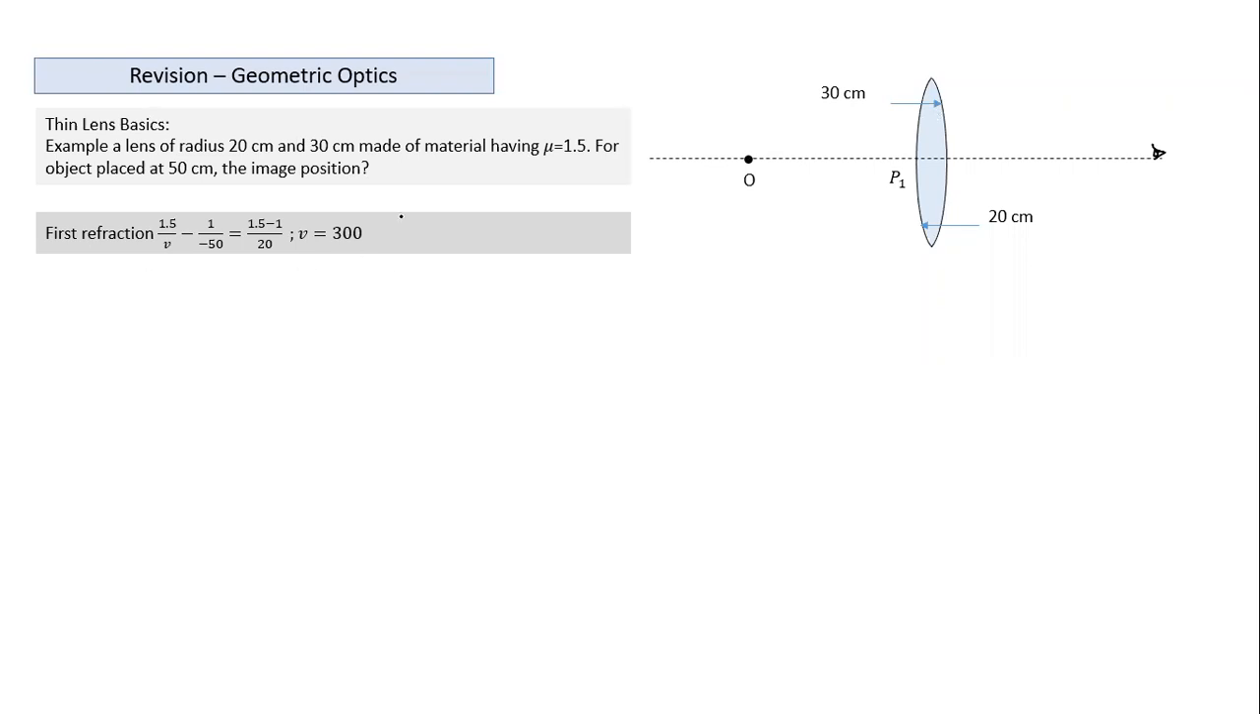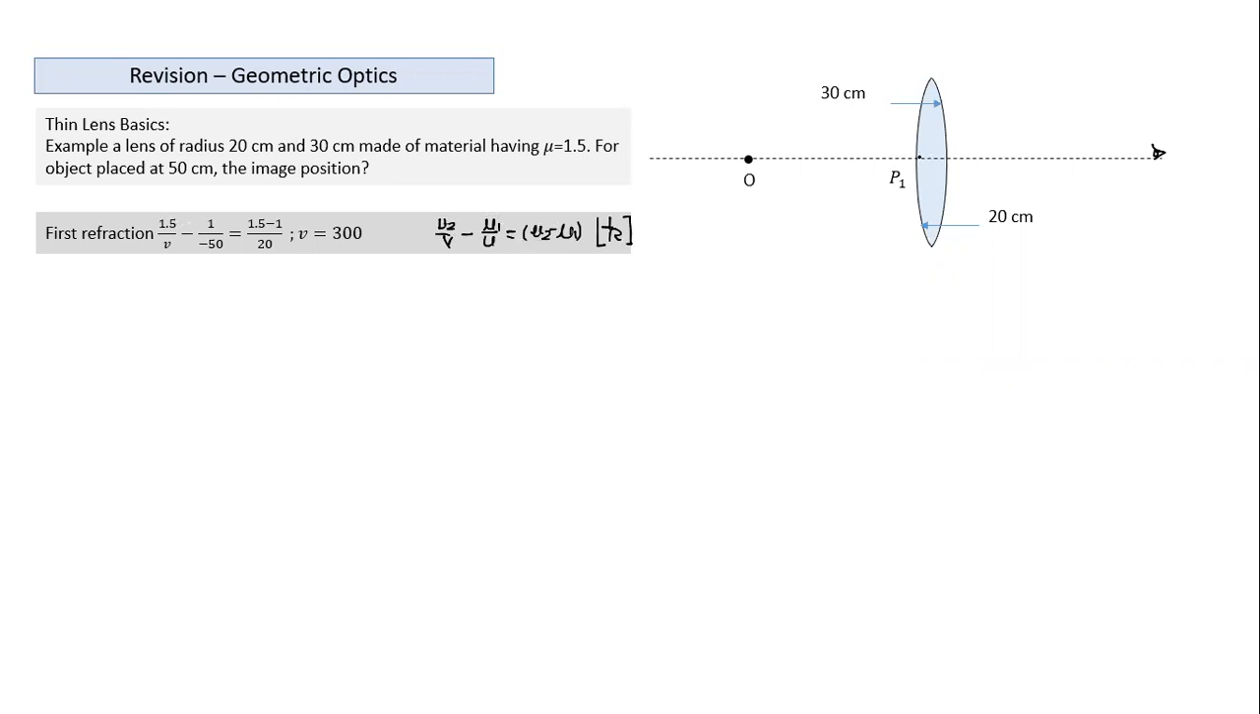In this case, we'll use the basic formula. What was our basic formula in case of refraction through spherical surface? It was mu2 by v minus mu1 by u is equal to mu2 minus mu1 by r. That was the formula. Let's look at this. For this refraction, what is mu1 and what is mu2? Mu1 is the medium in which the object is placed, which is air, 1. From air to glass, mu2 is 1.5.